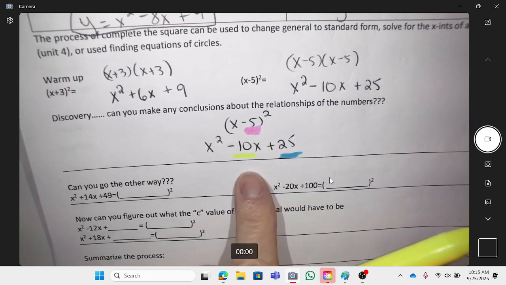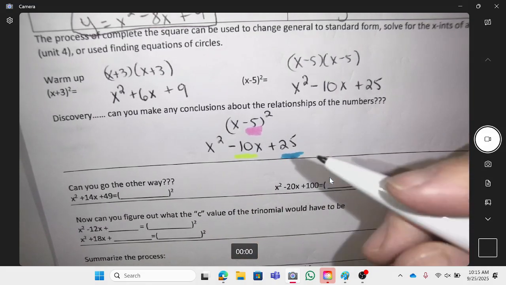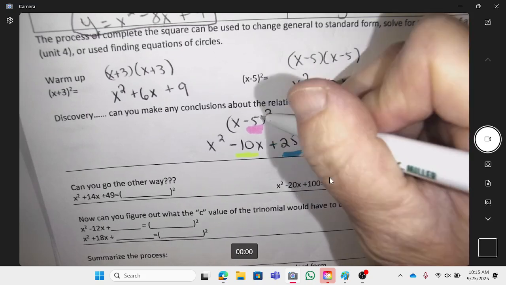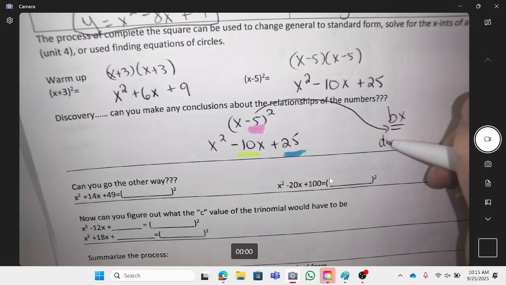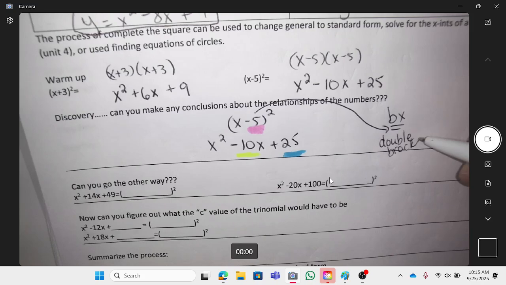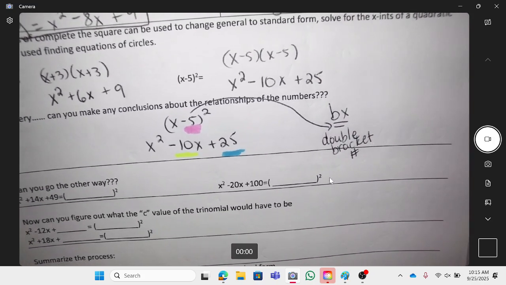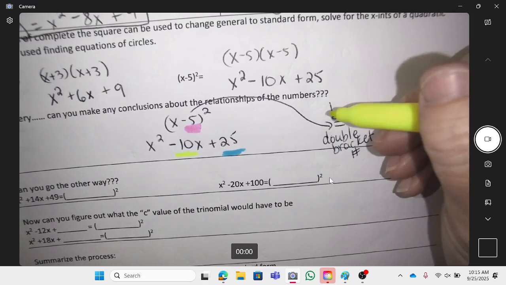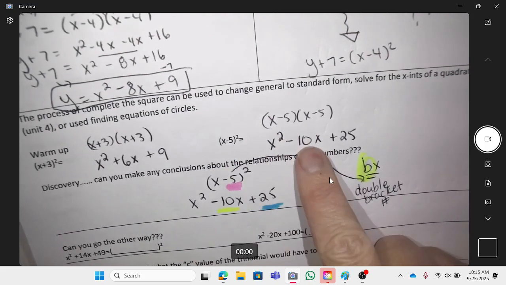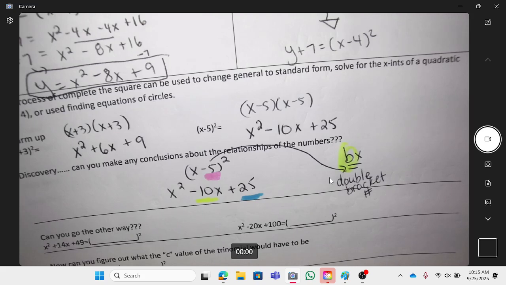What's happening? What's that? Times 2. Can I use the word double, which is obviously the same thing? That's double the bracket number. So you saw that the number I got was doubled. Did it hold true? Negative 5, negative 10. Positive 3, positive 6, doubled. Okay, that's a good rule.